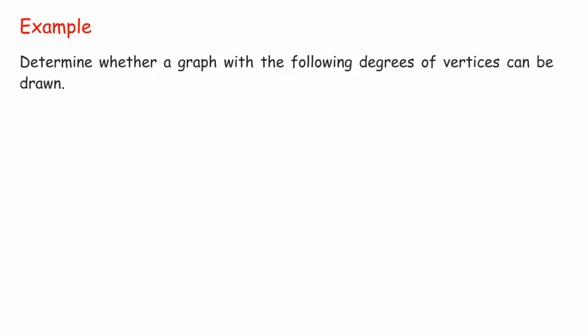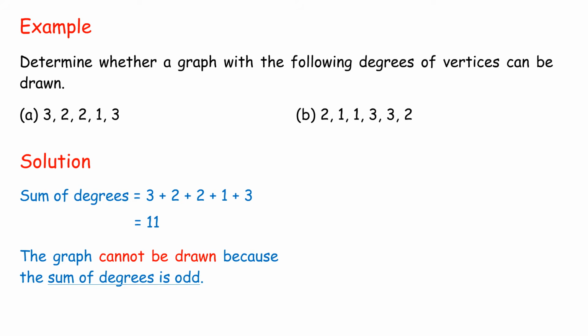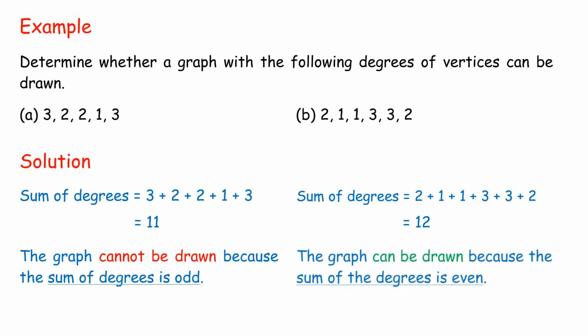Example: determine whether a graph, with the following degrees of vertices, can be drawn. A, 3, 2, 2, 1, 3. B, 2, 1, 1, 3, 3, 2. Solution: A, sum of degrees = 3 + 2 + 2 + 1 + 3 = 11. The graph cannot be drawn, because the sum of degrees is odd. B, sum of degrees = 2 + 1 + 1 + 3 + 3 + 2 = 12. The graph can be drawn, because the sum of the degrees is even.